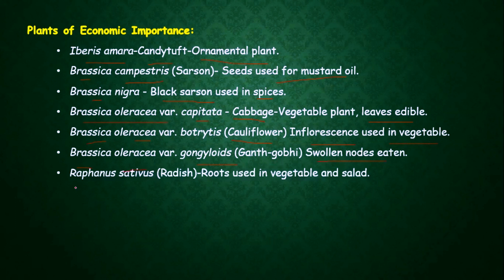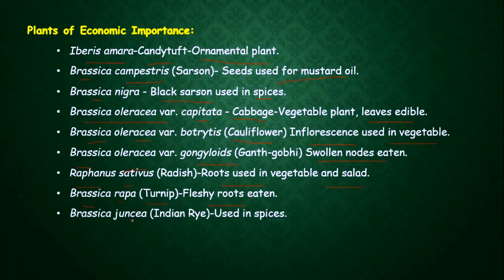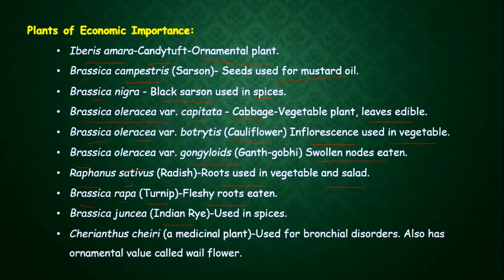And Raphanus sativus, radish. So you all know about radish, the root is used as vegetable and salad. Then Brassica rapa, commonly called turnip, fleshy roots are eaten. And Brassica juncea is commonly called Indian mustard, used in spices. So these are all some economically valuable plant species. But from that, Cheiranthus cheiri is a medicinal plant used to treat respiratory disorders and bronchial disorders, also has ornamental value, called wallflower. So all these are economically valuable plants.